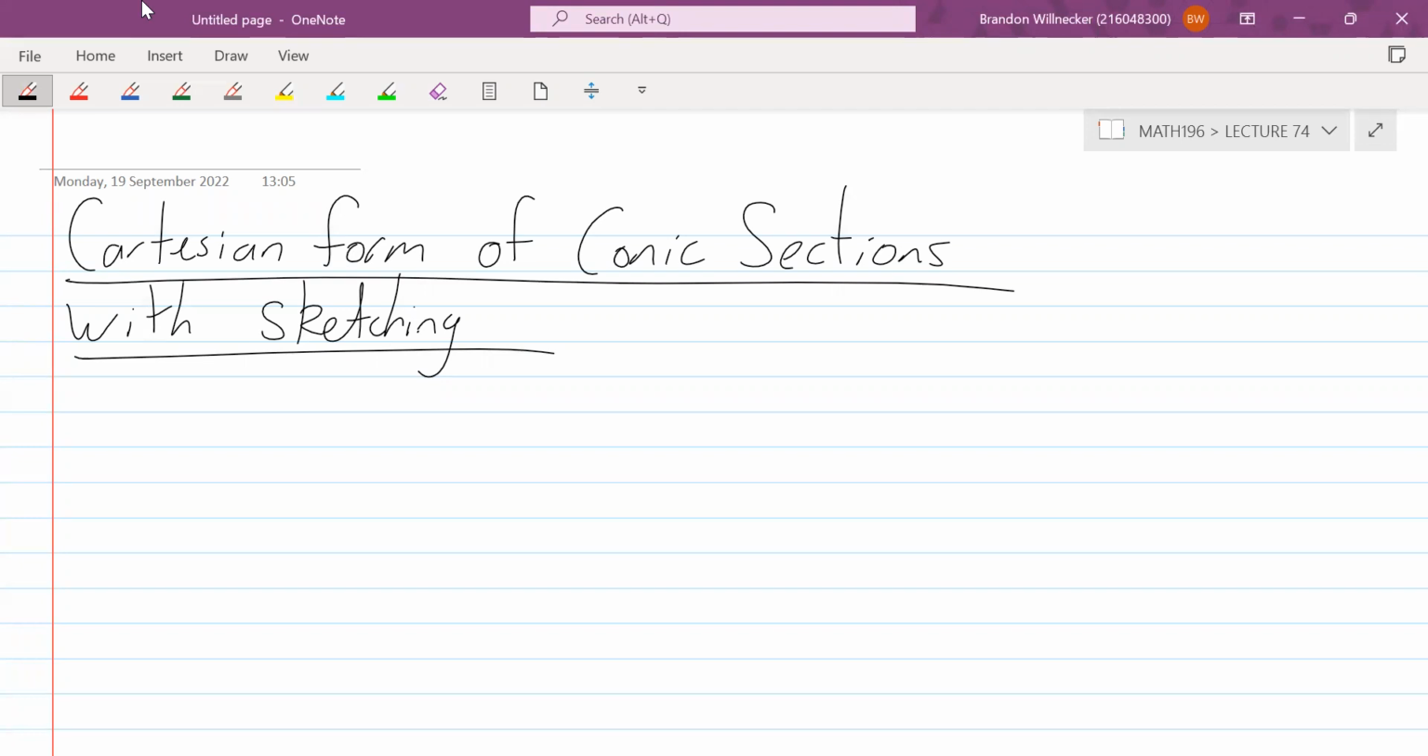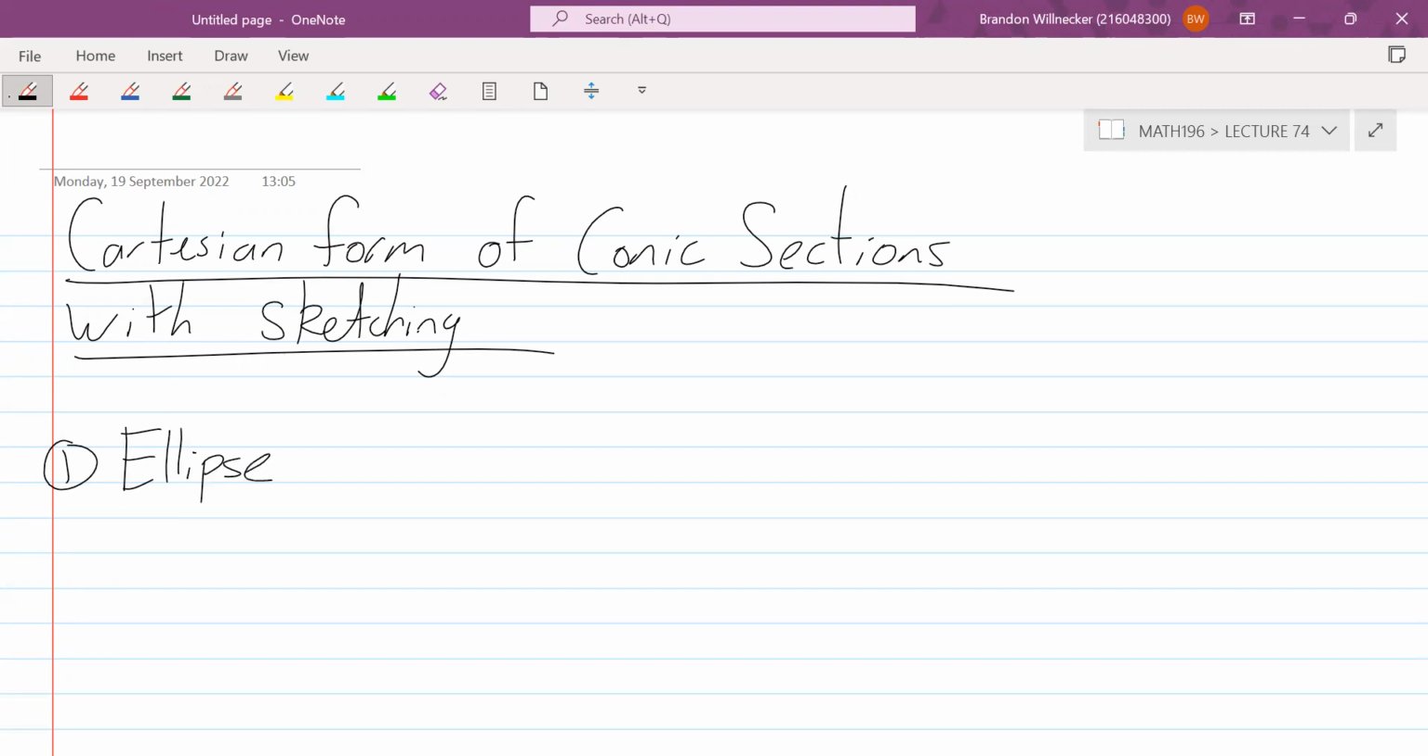If you did the homework last time, you would see the Cartesian form of the parabola, ellipse, and hyperbola. Now we're going to look at finding the intercepts, finding the focal points, and then at the end sketching them. So let's look at the first one, which is the ellipse.